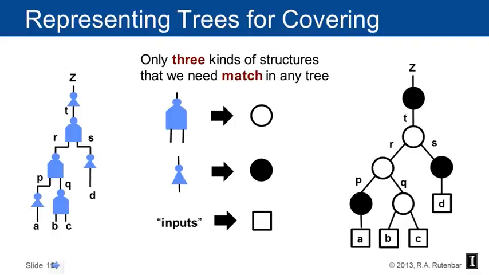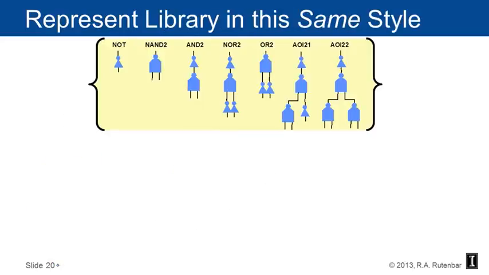R and S go into a white circle because that's a NAND gate. That makes T. T goes into a black circle. That makes Z. So this is just one-to-one exactly the diagram on the left-hand side here, but it looks very simple, right? Just the white circles, black circles, and boxes with letters on them. Now, you have to actually make the technology library in exactly the same style in order to execute this algorithm.